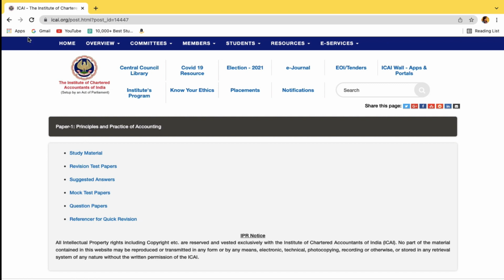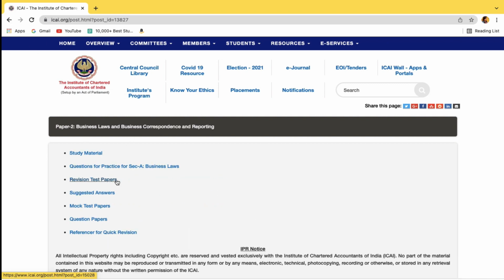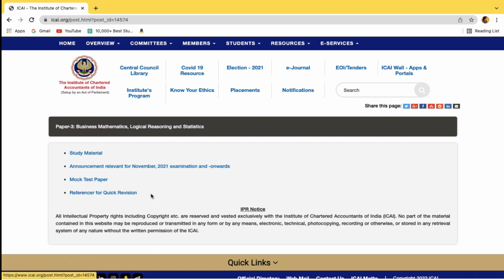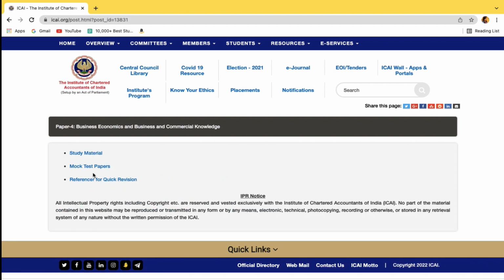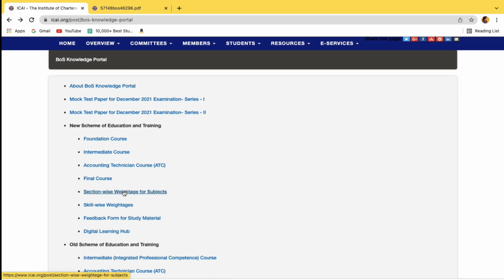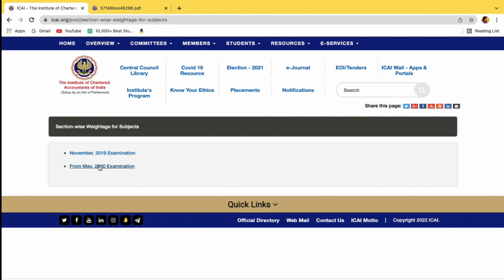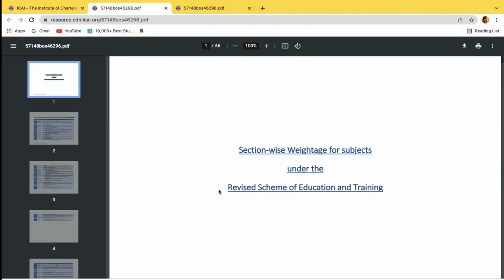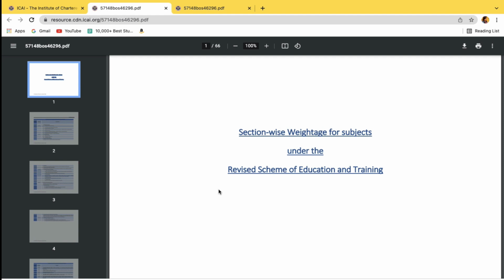Similarly, for all the other subjects, all the materials are given to you. Study material, questions for practice, business law, RTP, suggested answers, mock test papers, question paper, everything. So this is the same for all the subjects, for all the papers. So you can easily get a good idea about all the subjects nicely. In the BOS Knowledge Portal, you will get a section wise weightage for all the subjects. So here, from your last exam, May 2020, this is the section wise weightage for subjects under the revised scheme of education and training.